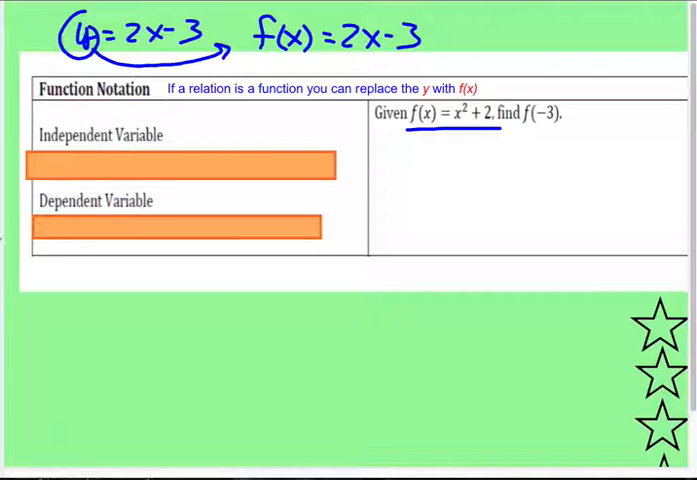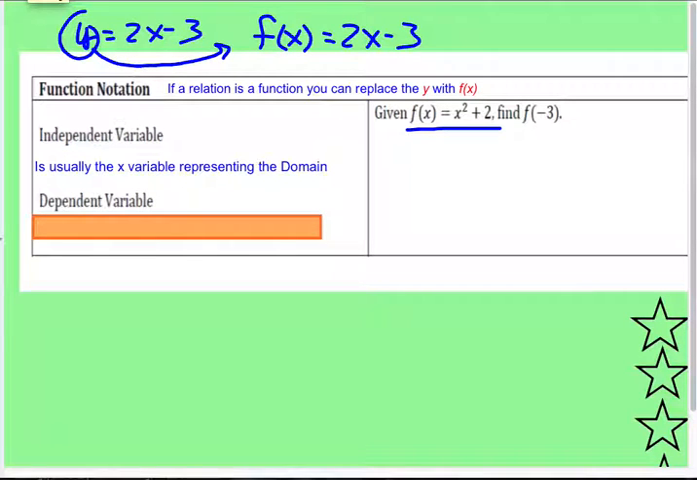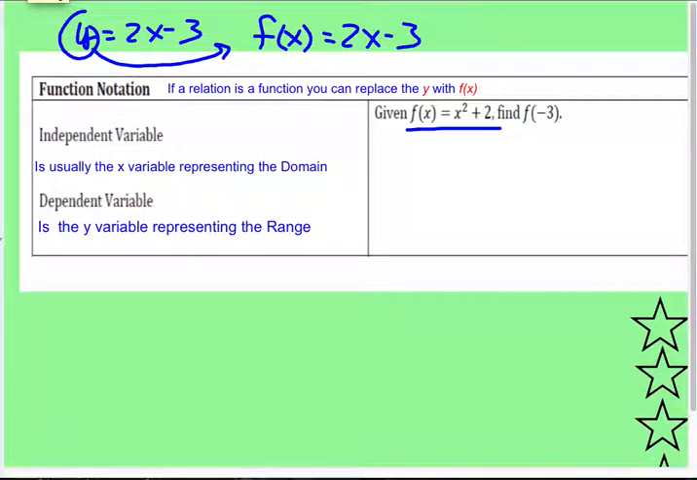Okay? We already talked a little bit about independent variables. Your independent variable is the x variable or the domain, and your dependent variable is the y variable representing the range. Usually one of the variables depends on the outcome of the other one first, like time.